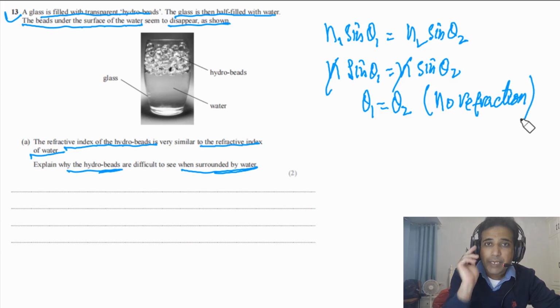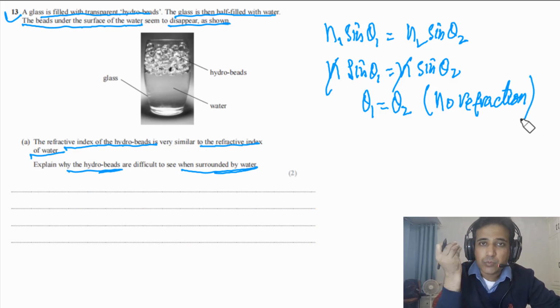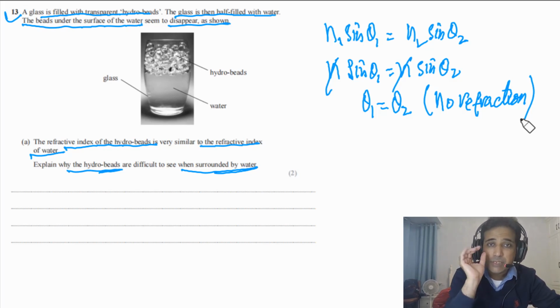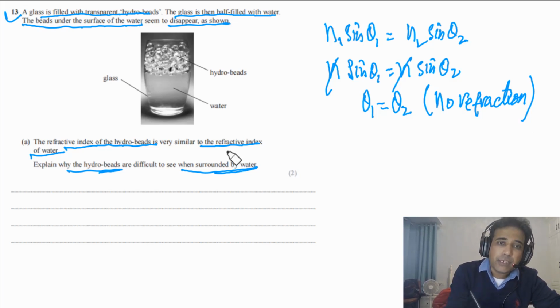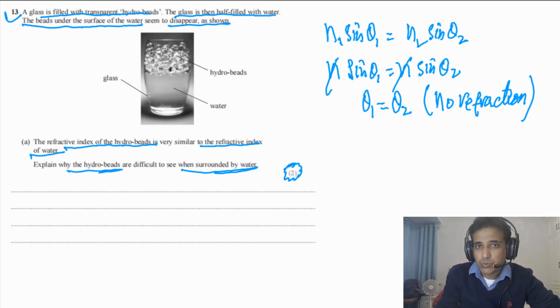As there is no bending of light, we will not be able to see the beads if they are surrounded by liquid of the same refractive index. As the refractive index is the same, it also means the speed in the two media is also the same. If there is no change in direction, no bending, it means the speed of the wave in the two media is the same. And this question has 2 marks, so you can mention these 2 points and you will get 2 marks.